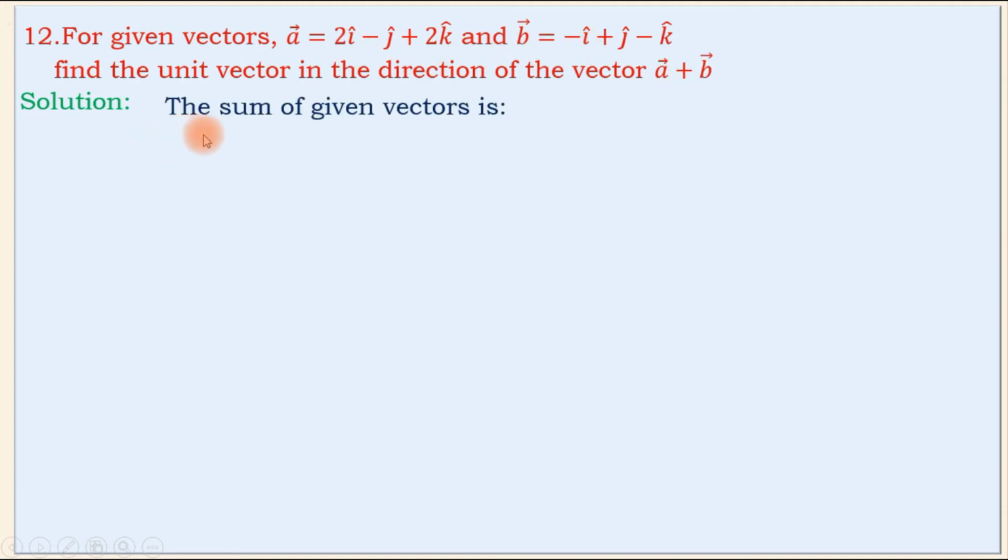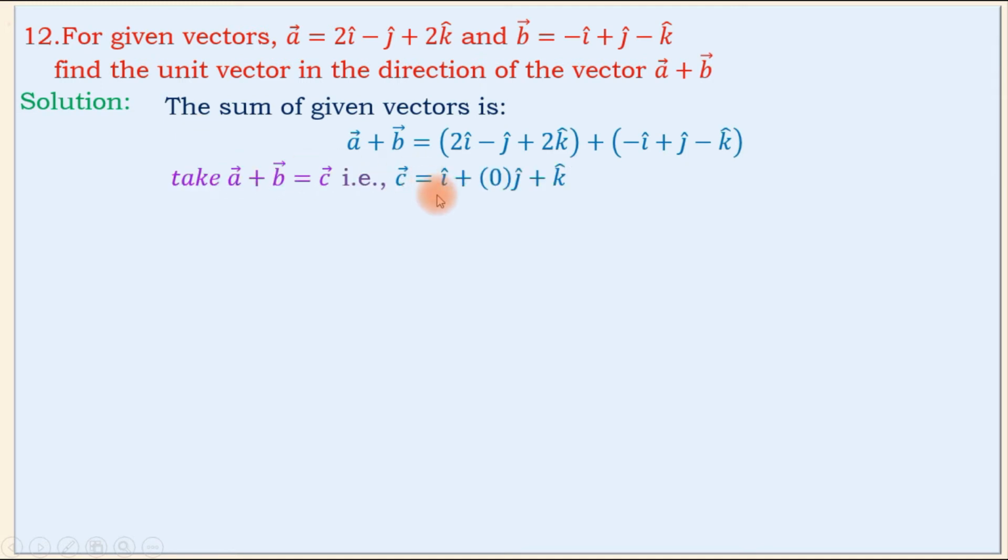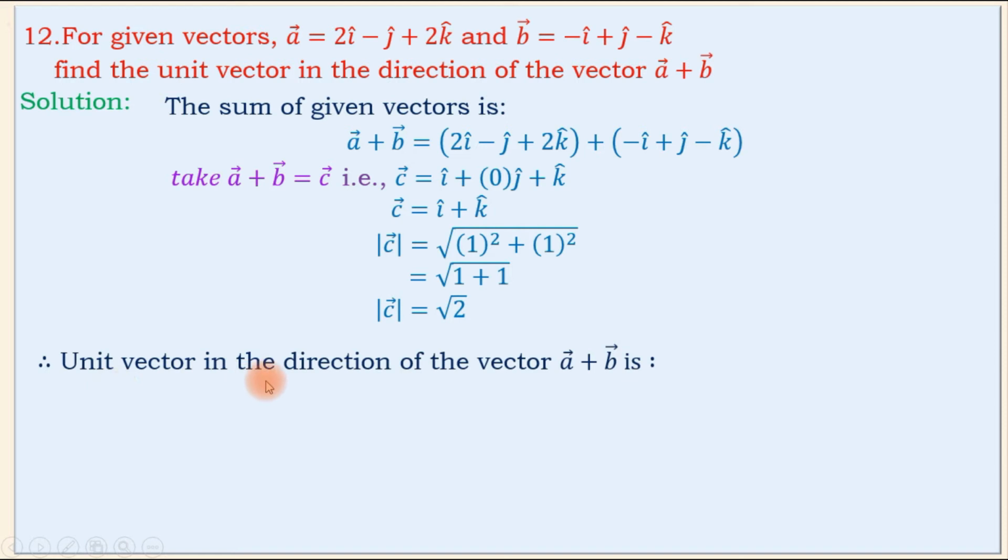So the sum of two given vectors, a vector plus b vector, can be taken as c vector, that is equal to i cap plus 0 j cap plus k cap. Now c vector equals i cap plus k cap. The magnitude of c vector equals square root of 1 square plus 1 square, that is square root of 2. Now the unit vector in the direction of a vector plus b vector is c cap equals c vector divided by magnitude of c vector, that is 1 by root 2 i cap plus 1 by root 2 k cap.